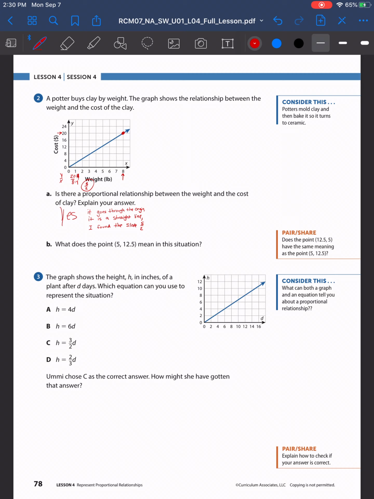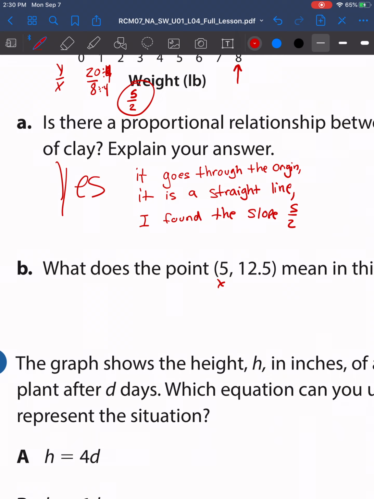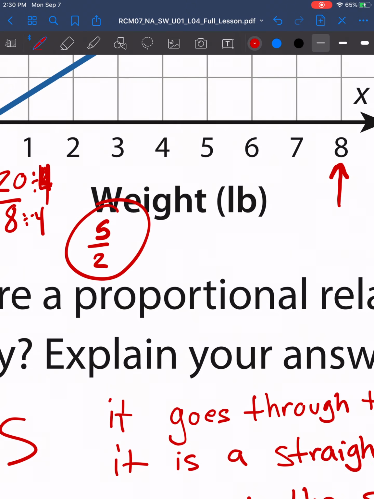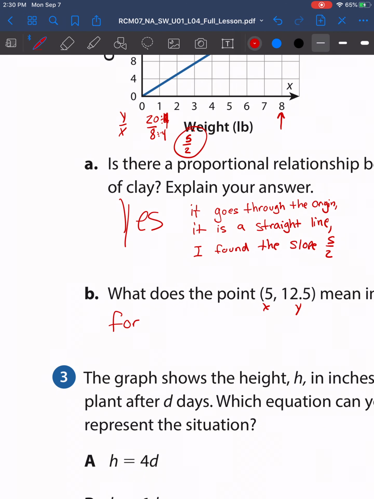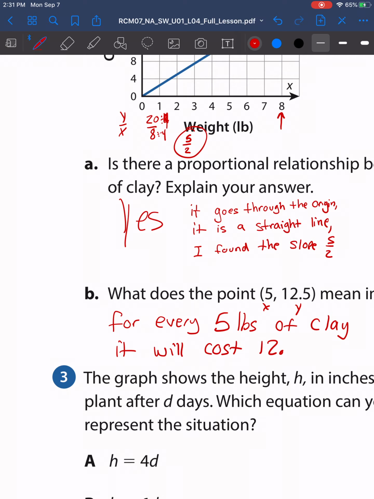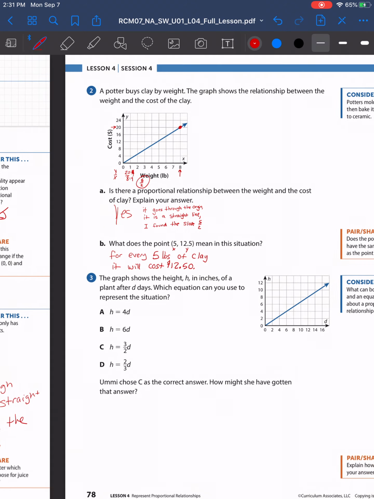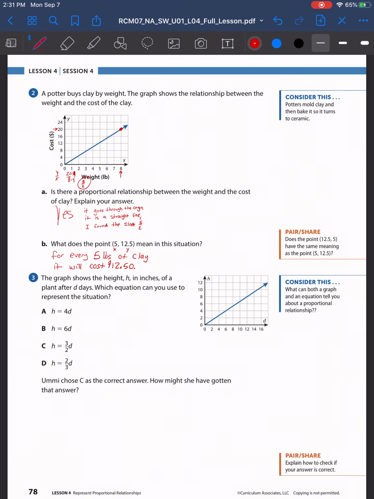What does the point (5, 12.5) mean in this situation? Well, guys, this is my x and this is my y. My x is my weight in pounds. My y is my cost. So that means for every 5 pounds of clay, it will cost $12.50.